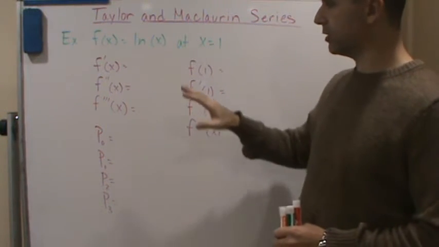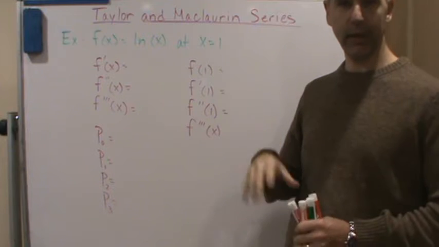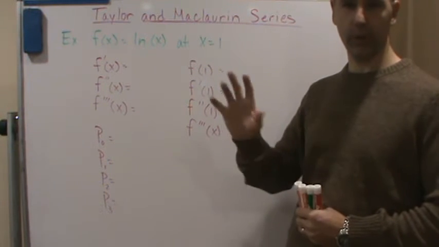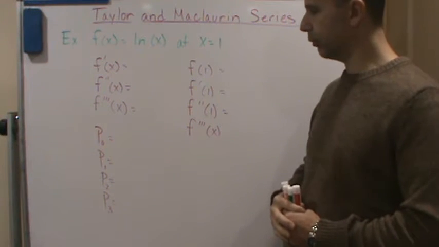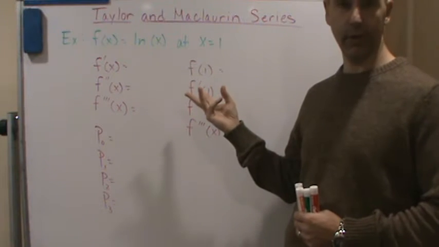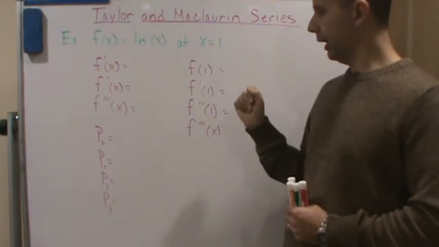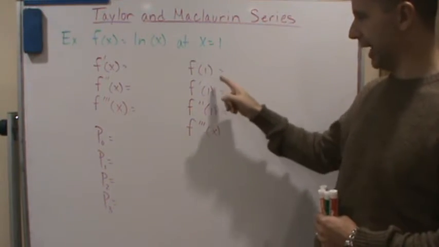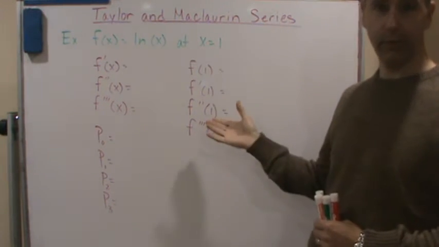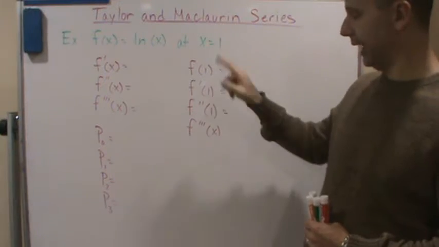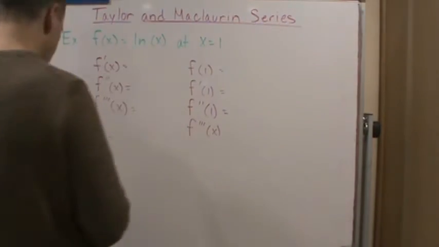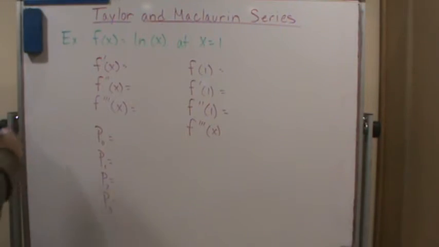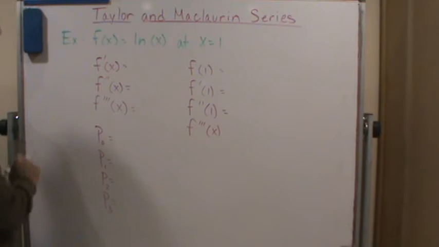Okay, and so the first thing is, if we're going to do the first three Taylor polynomials, or the first four I should say, then we're going to need to know the first three derivatives, and then evaluate those functions and the derivatives at x equals 1, because we need to find f of a. And again, a is equal to 1 in this case. So let's start with the three derivatives.